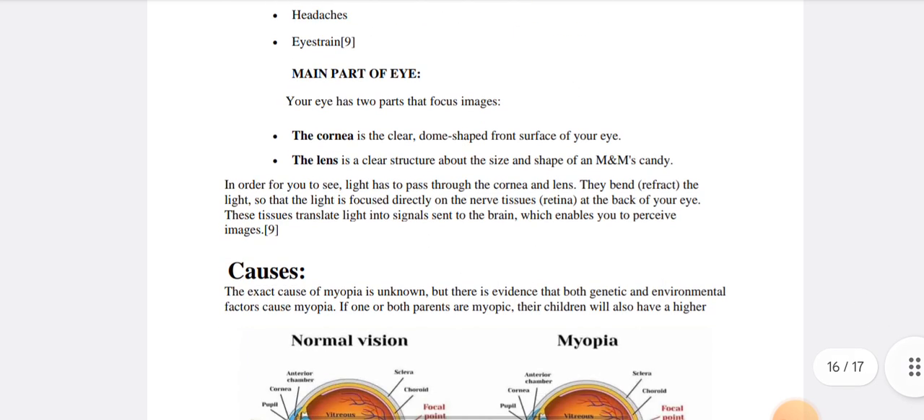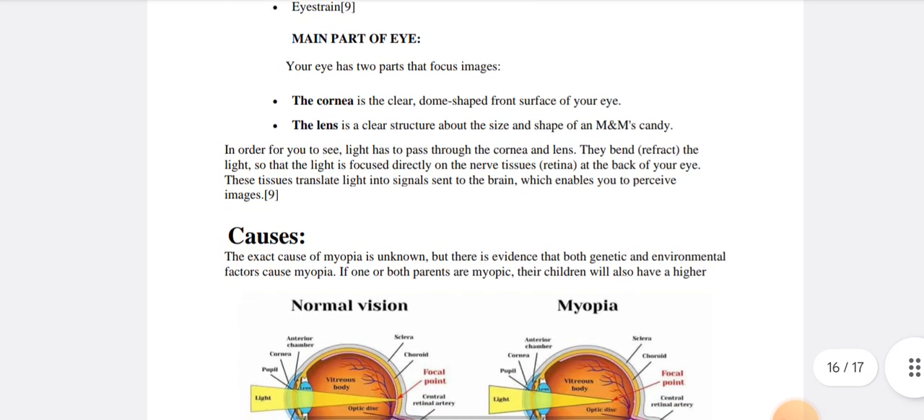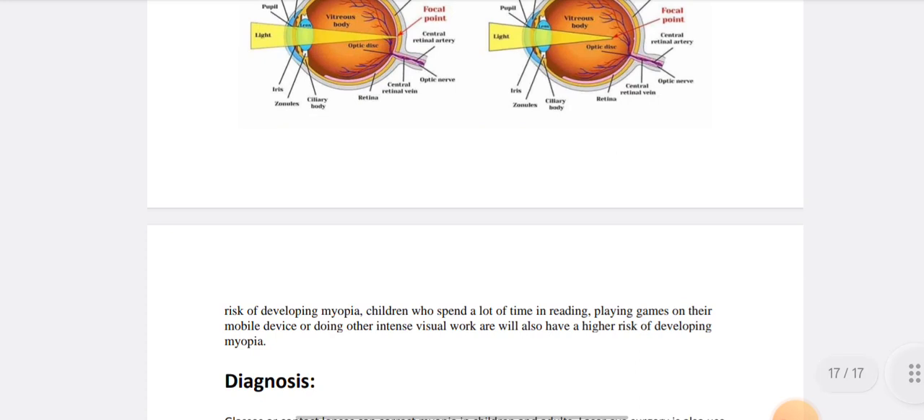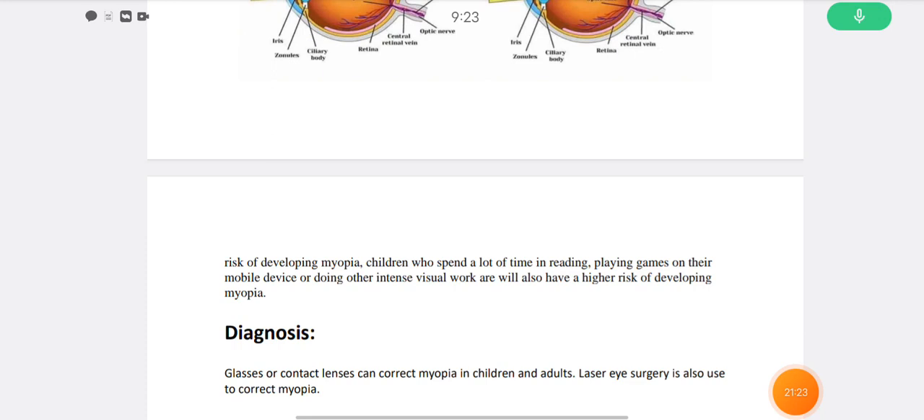Causes. The exact cause of myopia is unknown, but there is evidence that both genetic and environmental factors cause myopia. If one or both parents are myopic, their children will also have a higher risk of developing myopia. Children who spend a lot of time reading, playing games on their mobile devices, or doing other intense visual work will also have a high risk of developing myopia.